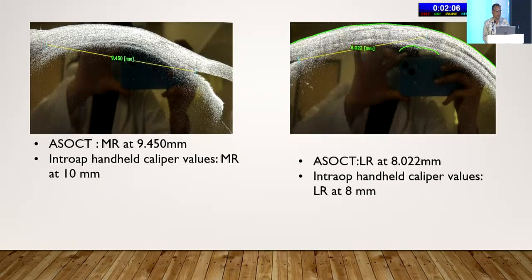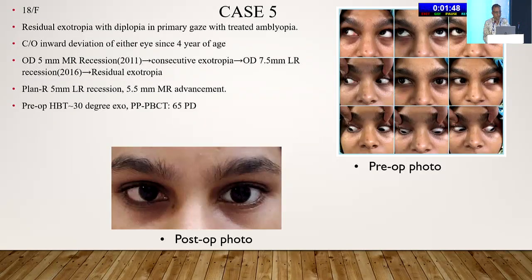This is another patient with residual esotropia. When ASOCT was done, medial rectus was at 9.45 mm, and intra-op with caliper it was found to be at around 10 mm, and lateral rectus was found around 8 mm with ASOCT and around 8 mm with the caliper.